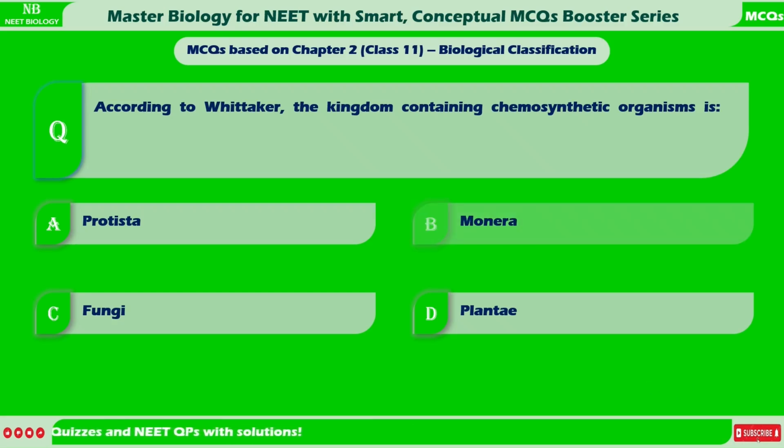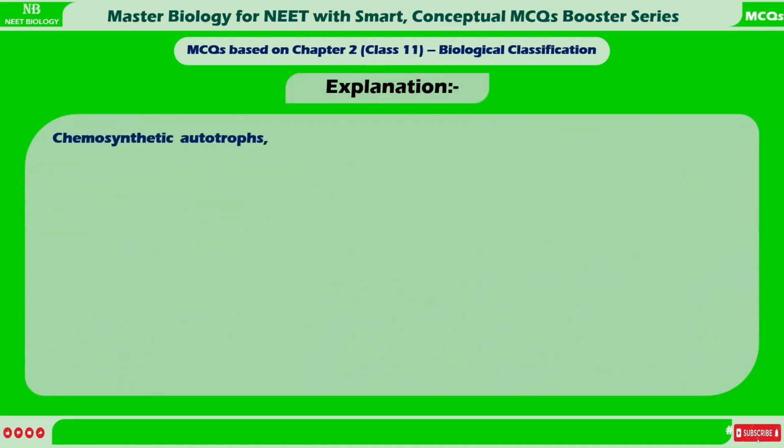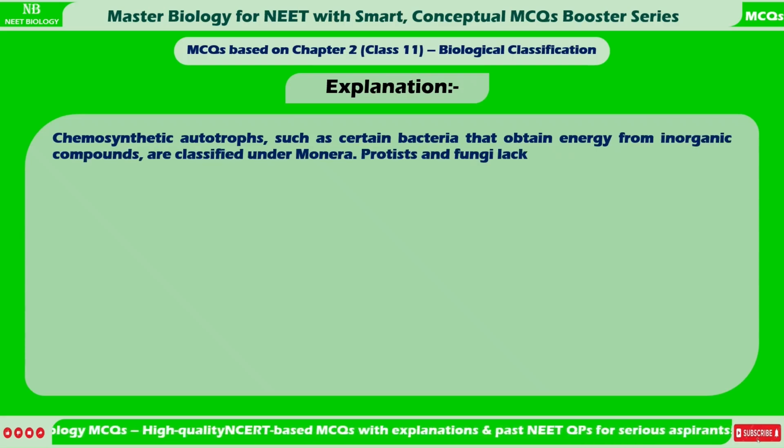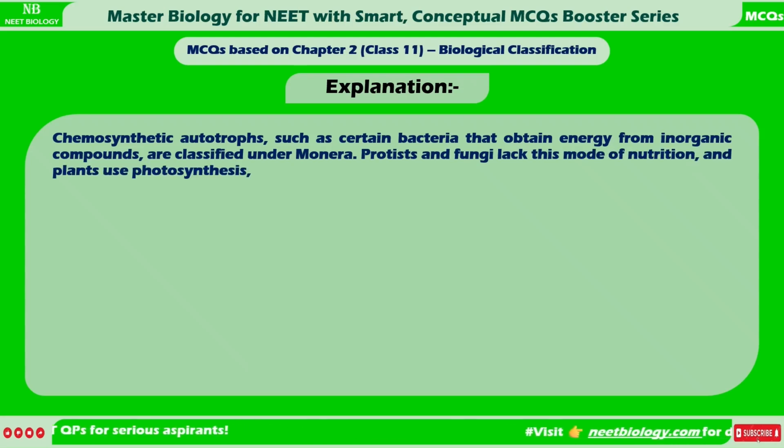Correct answer is B. Monera. Explanation: Chemosynthetic autotrophs, such as certain bacteria that obtain energy from inorganic compounds, are classified under Monera. Protists and fungi lack this mode of nutrition, and plants use photosynthesis, not chemosynthesis.